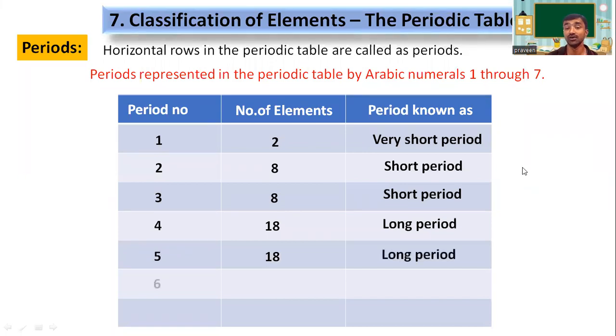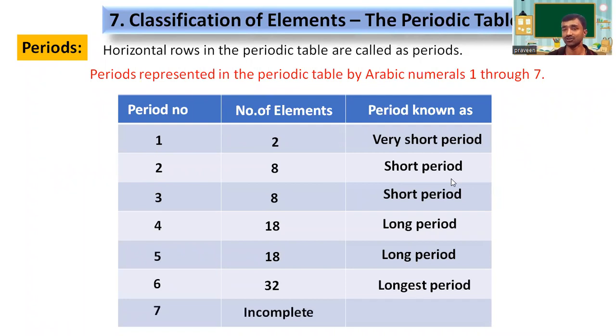Next, the sixth: 14 are added in the f block. So there are 32 elements here. That period is called the longest period. Then the seventh: according to the 2014 book they are following, that information is given, with the same number of elements, 32, actually incomplete. That information is given in your textbook. So it is also called an incomplete period.